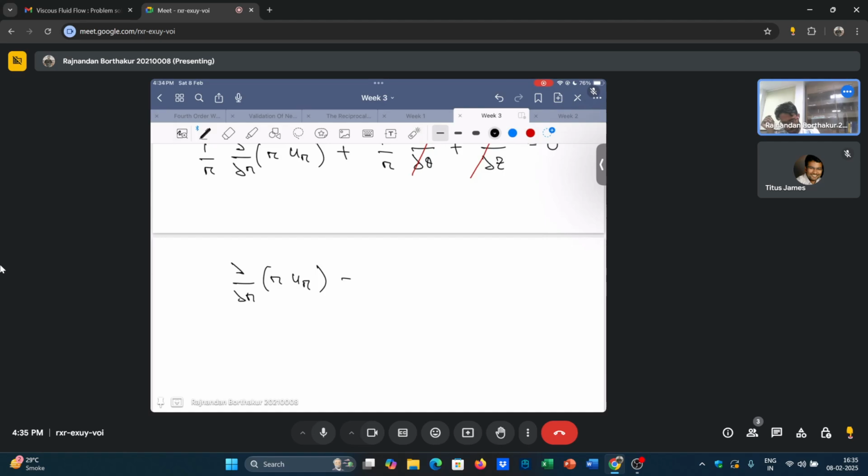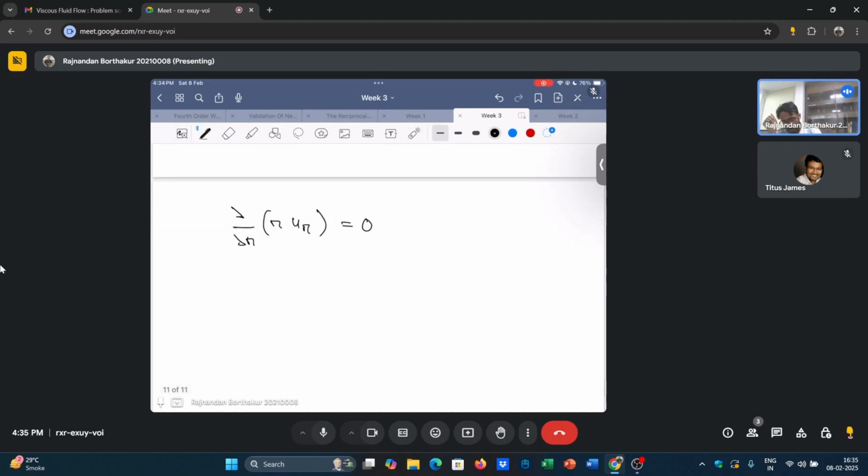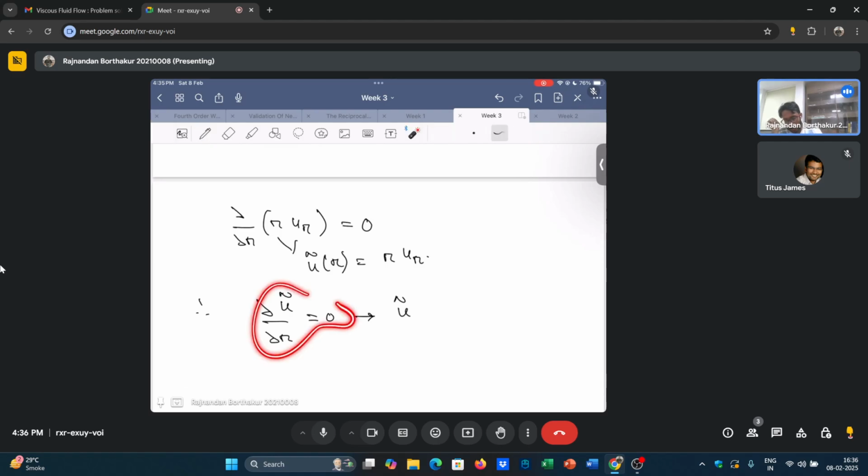Okay, which means what I just have is del del r of r ur equal to 0. Okay, now let's consider this r ur as some, let's say, u tilde of some function r, where u tilde of r is r ur, that's it. Okay, so which now means that therefore I just have del u tilde by del r equal to 0, which means that my u tilde, so observe this carefully. Since del u tilde by del r is equal to 0, this means that I can write that my u tilde is not a function of r.